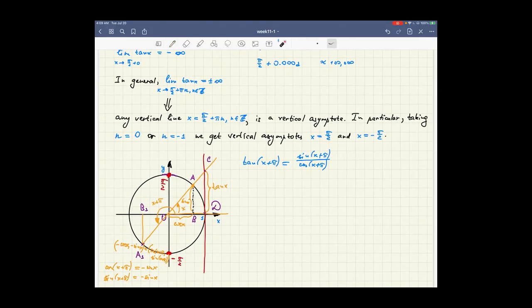So when we apply this here, we get that sine of x plus pi is negative sine x, and cosine of x plus pi is negative cosine x. The minuses, of course, cancel out. We simply get sine x over cosine x, and that is indeed tangent x. So what we get is that tangent of x plus pi equals tangent x for any x in the domain of tangent.